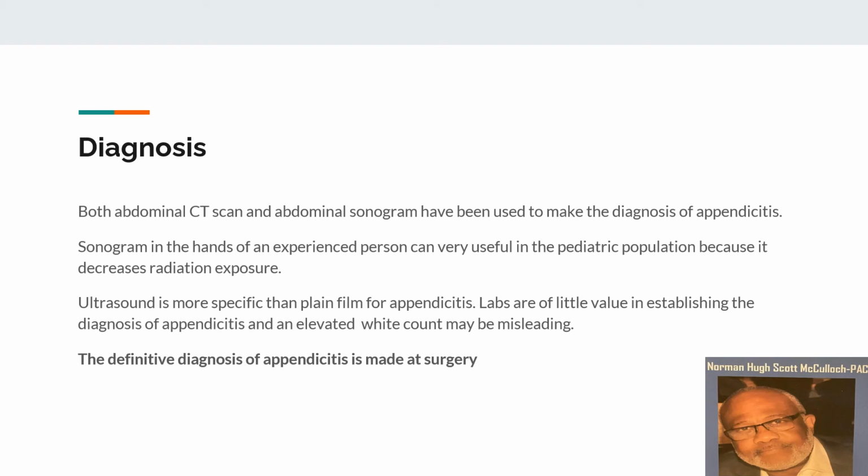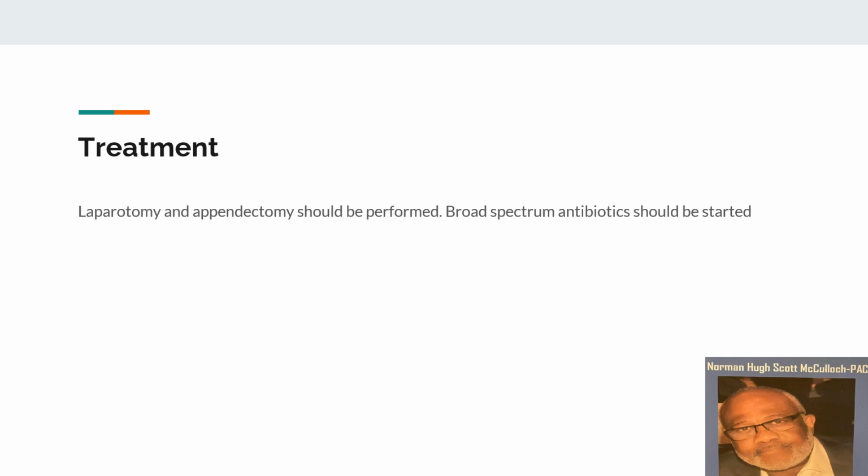Labs are of little value in establishing the diagnosis of appendicitis, and an elevated white count may be misleading. The definitive diagnosis of appendicitis is made at surgery. In terms of the treatment, laparotomy and appendectomy should be performed. Broad-spectrum antibiotics should be started.